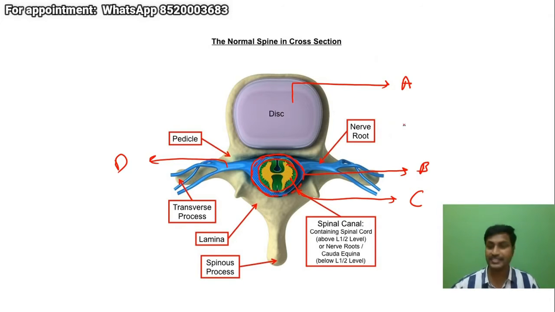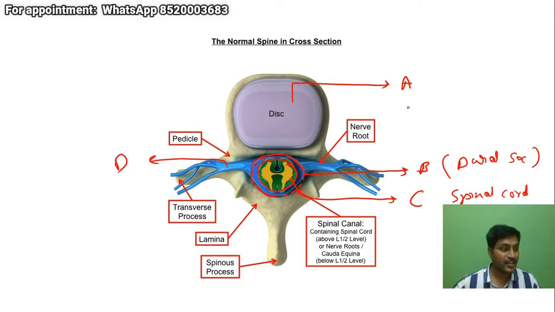B is meninges or dural sac, right? What is A? C is spinal cord, right? No one is answering A. A is the body. Body and the disc, right? And what is D? D is the nerve root, right?